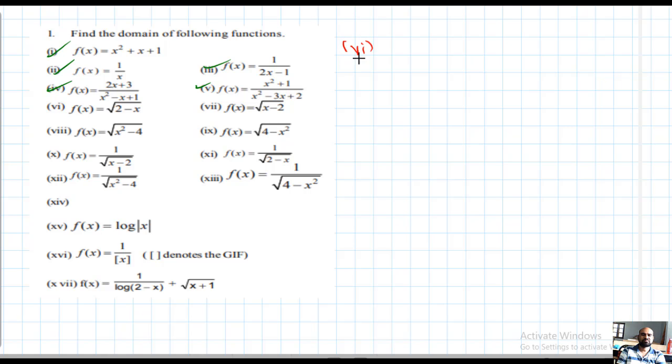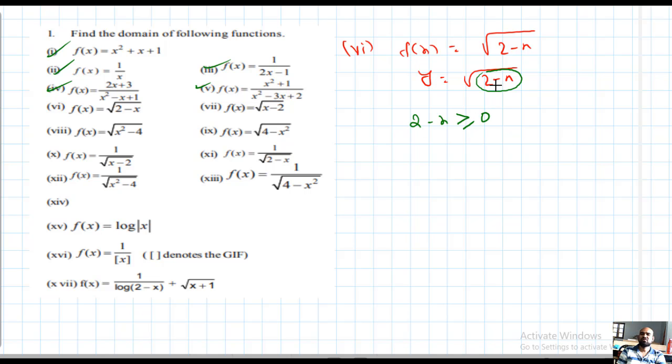Sixth problem, f of x is given as root over 2 minus x, just like y equal to root over 2 minus x. What values of x make y real, that is called the domain. Under the root, the expression should be greater than or equal to 0, then only y is a real number. 2 minus x should be greater than or equal to 0.